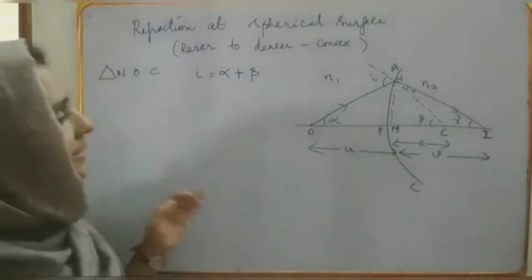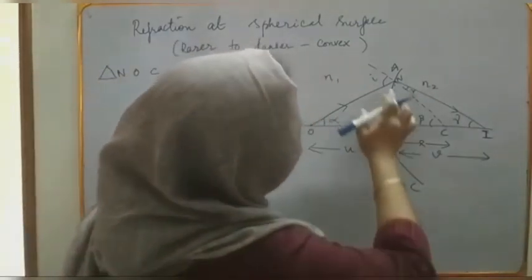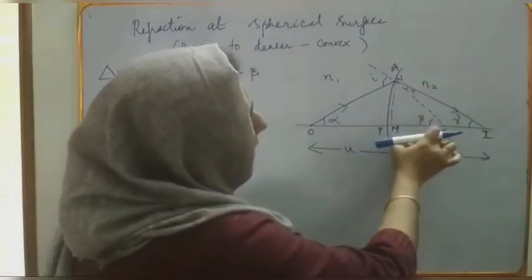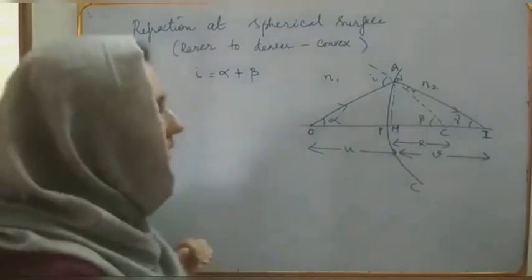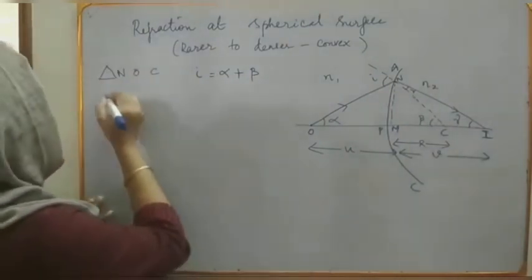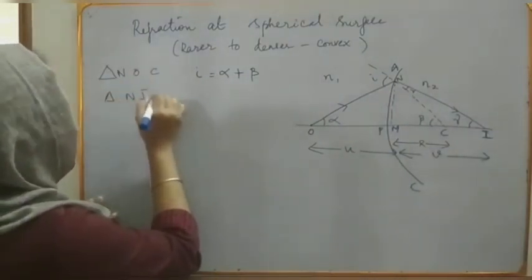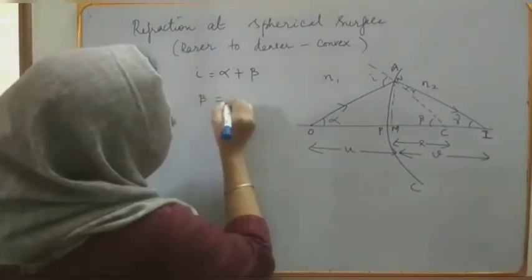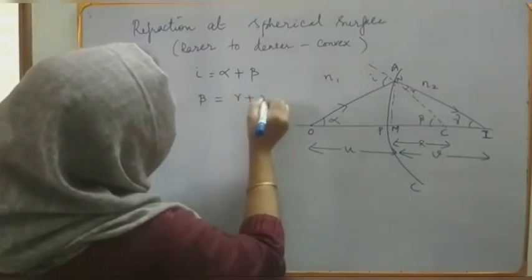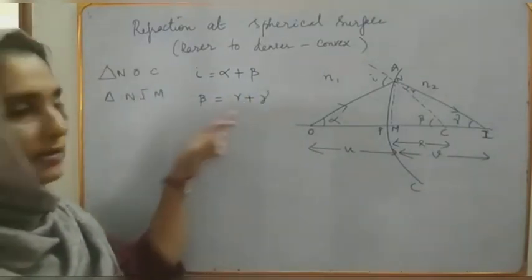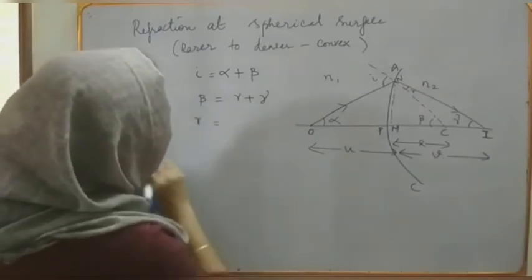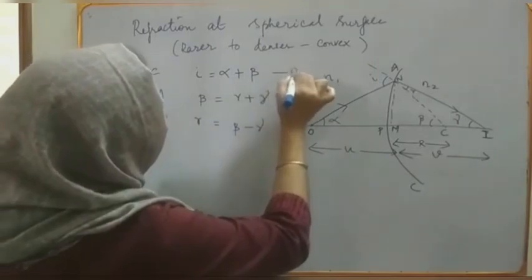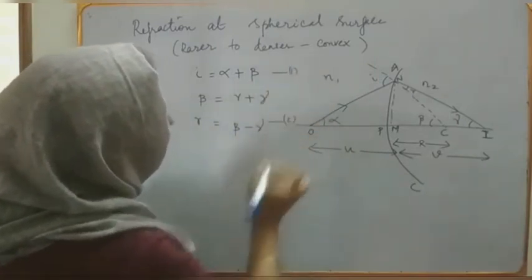So next, let us consider the triangle NIM. For this, beta is the exterior angle and R and gamma are the interior angles. For triangle NIM, you can refer to the notes for more clarity. Beta is equal to R plus gamma. But we want R. So I am going to write R is equal to beta minus gamma. Okay, equation number 1, equation number 2.